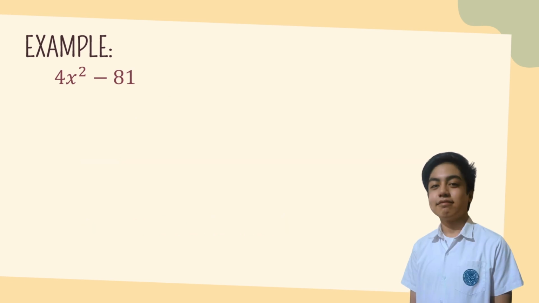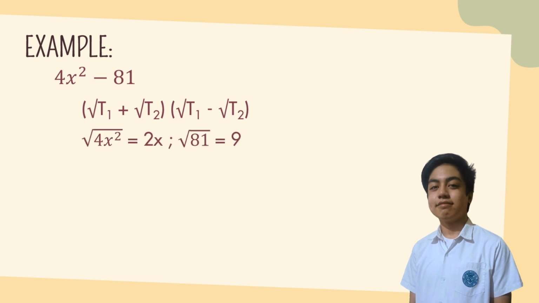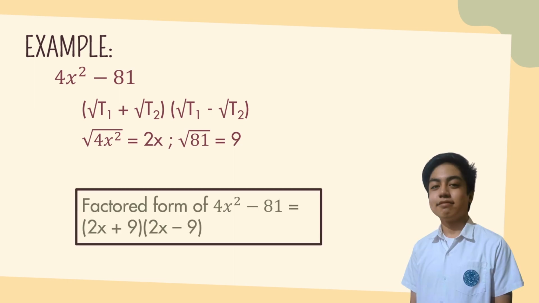For us to get the factored form of a difference of two squares, all we have to do is to get the square root of both the first term and the last term. The square root of 4x squared is 2x, and the square root of 81 is 9. And by following the format shown, we can get the factored form of 4x squared minus 81, which is quantity 2x plus 9, quantity 2x minus 9.